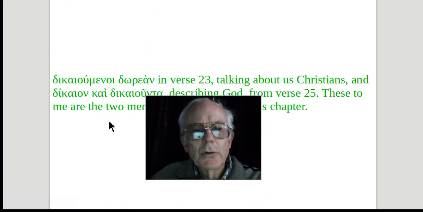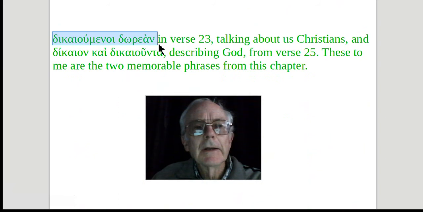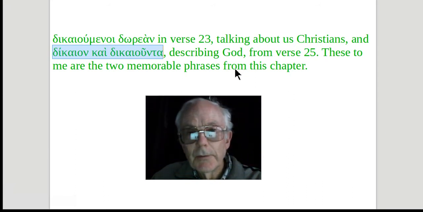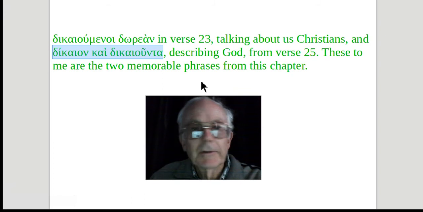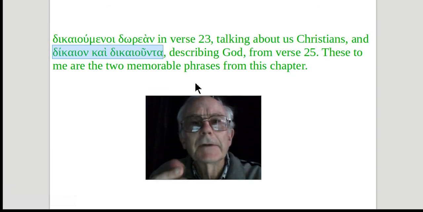And I just conclude with my two favorite phrases, dikaioumenoi dorean in verse 24, talking about us Christians, and dikaion kai dikaiounta, describing God from verse 26. These, to me, are the two memorable phrases from the chapter. I encourage people to memorize the whole thing if you can, or a chunk of it, or if not, simply memorize these two phrases because they're neatly expressed in Greek, and they have this nice alliteration with the D sound, and they pack so much important meaning into those few words.